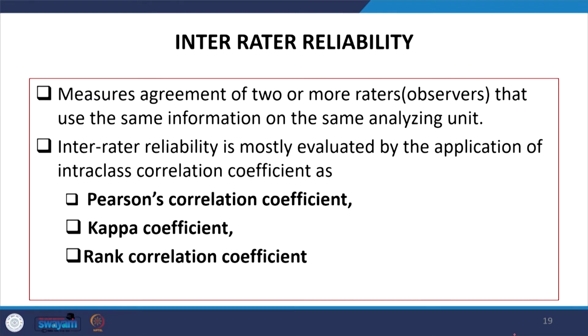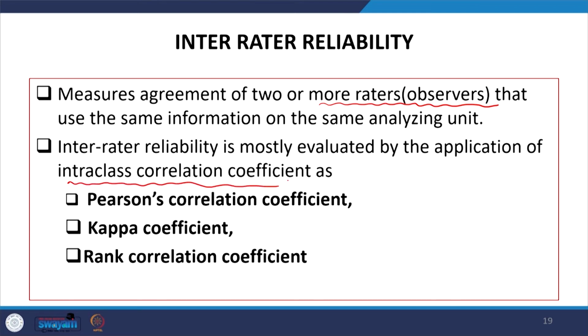The next one is inter-rater reliability. This measures agreement of two or more raters or observers that use the same information on the same analyzing unit. So, these raters give information repeatedly; one is giving, and you are also cross checking with another observer. That is called inter-rater reliability. It is mostly evaluated by the intra-class correlation coefficient.